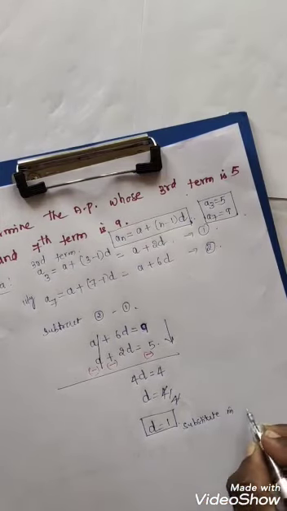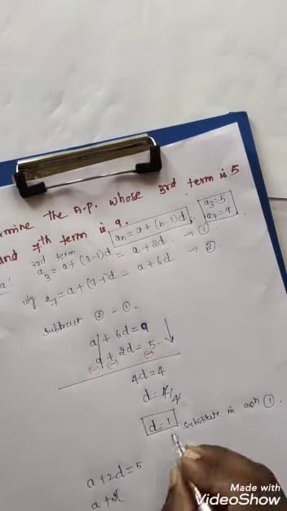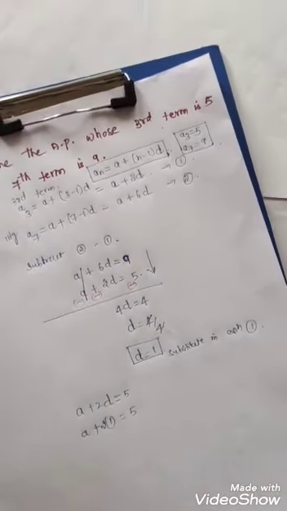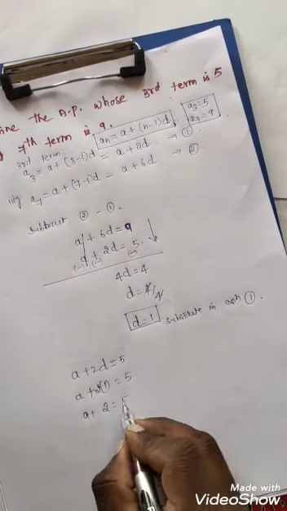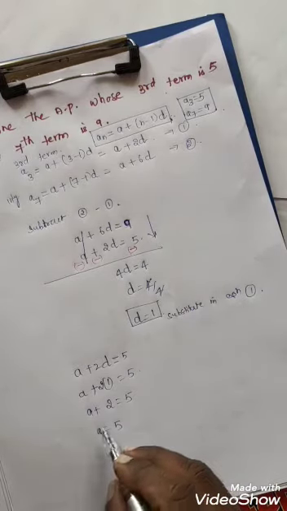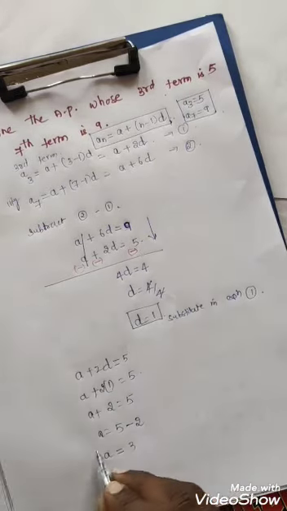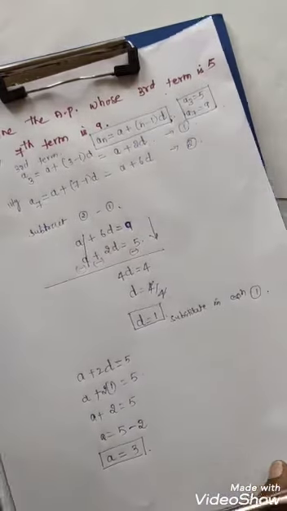We can substitute in equation number 1. We get A plus 2D equals 5, where D is 1. So A plus 2 into 1 equals 5. A plus 2 equals 5. We can interchange this term, plus 2 from the LHS to the RHS becomes minus 2, so A equals 5 minus 2, which is 3. Okay. Therefore, we have A is 3 and the common difference D is 1.